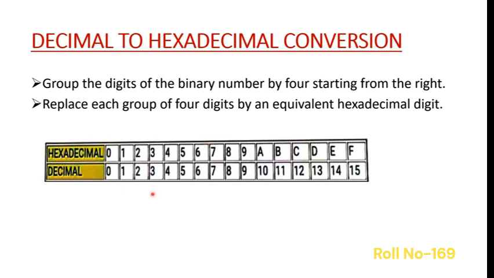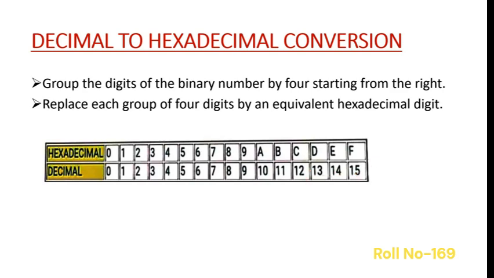The base of the hexadecimal number system is 16, also called the radix. Hence it has 16 symbols. These include the 10 decimal digits, which are 0, 1, 2, 3, 4, 5, 6, 7, 8, 9, and the first six letters of the English alphabet, A, B, C, D, E, F, which are used to represent the values 10, 11, 12, 13, 14, and 15 respectively.